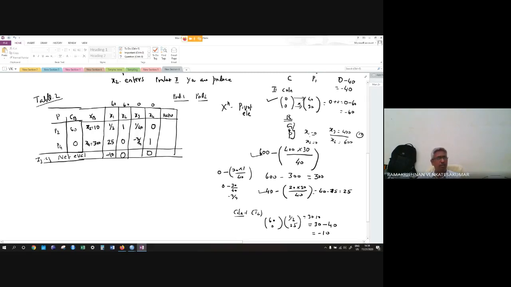I find out opportunity cost for the product 1. I take this column, 60 and the 0 column. I multiply with 1 by 2 and 25, then minus 40. So 60 and 0 column, 1 by 2 and 25. I multiply the respective positions, 60 into 1 by 2, 0 into 25. Net result is minus 10. Is it clear? Did you update?